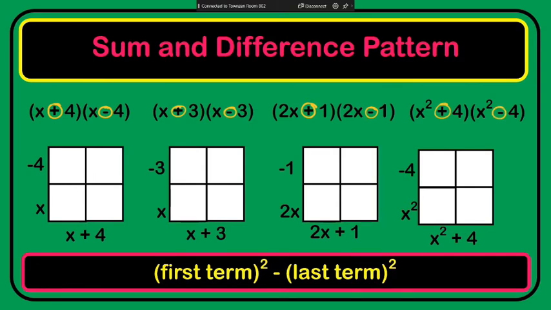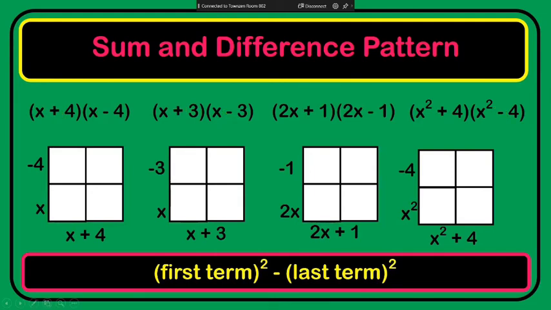So now, when we go through, I've taken my x plus 4 and put it on the bottom of the table, and my x minus 4 and put it on the left side of the table. So now we're going to multiply and fill in all the squares and see if we can find the pattern.